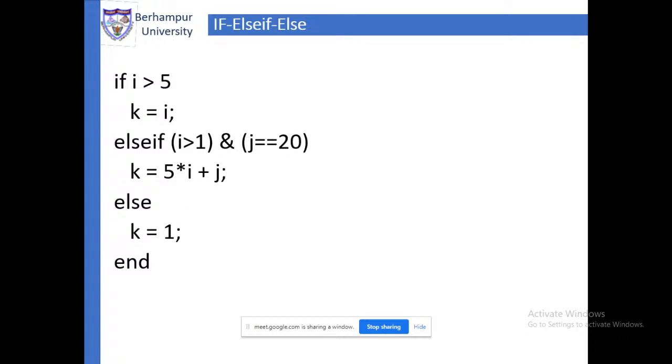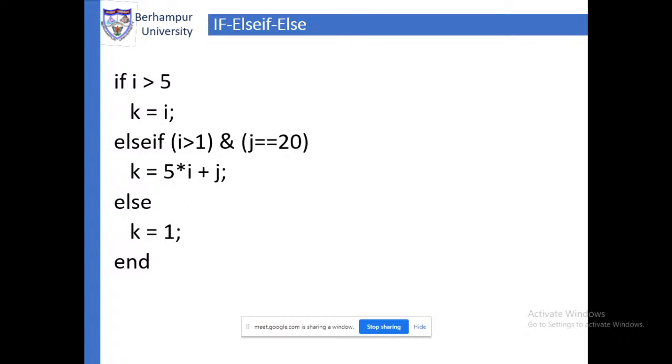After the else you will end. So start with if, always put this end. Don't forget to use end when you are using a loop or branching. This is what is branching, as I told you. Now you are branching out.